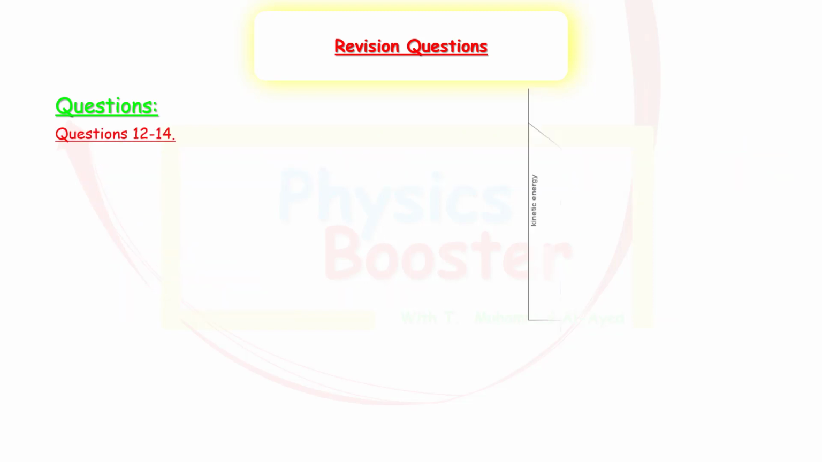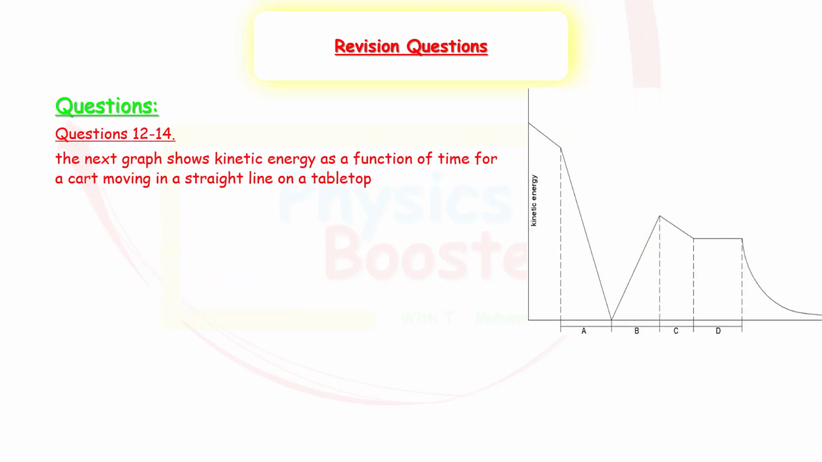Next question, 12 to 14 are related. The next graph shows kinetic energy as a function of time for a cart moving in a straight line on a tabletop. So we have kinetic energy and we have here time. The cart is momentarily at rest at the end of which interval?